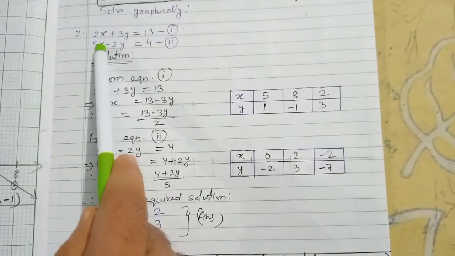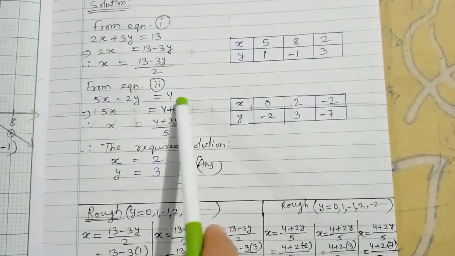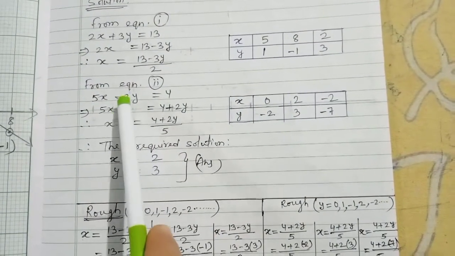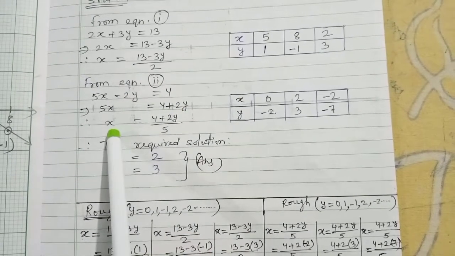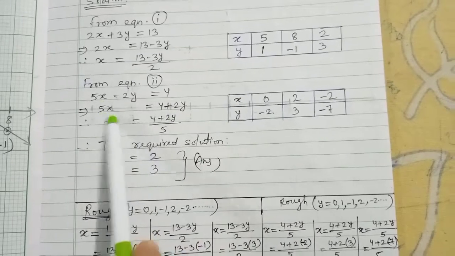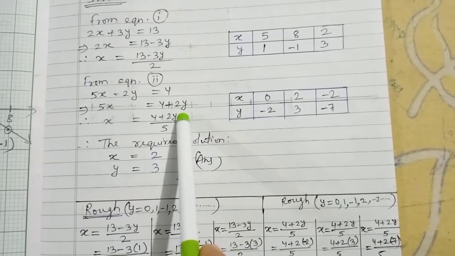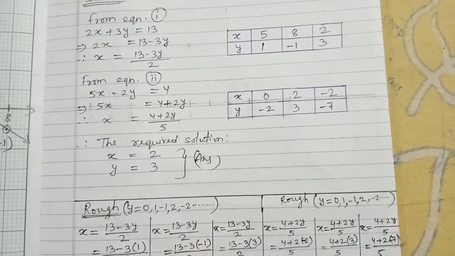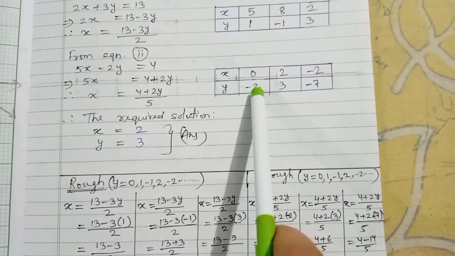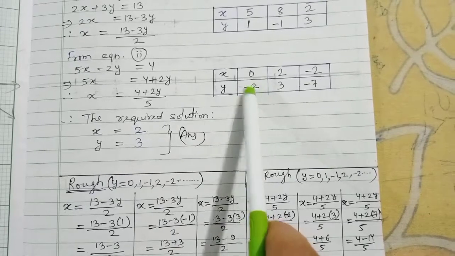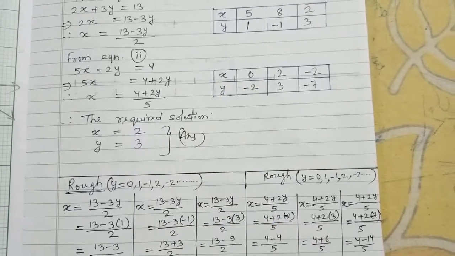From equation 2, I rewrote this equation here. I made x alone: minus 2y, when that side became plus 2y, and then the 5 came and divided. Now I will put the value of y and I will get the value of x. You can see I have started with minus 2. Why not then 0, 1, minus 1 and 2? They were unsuccessful.